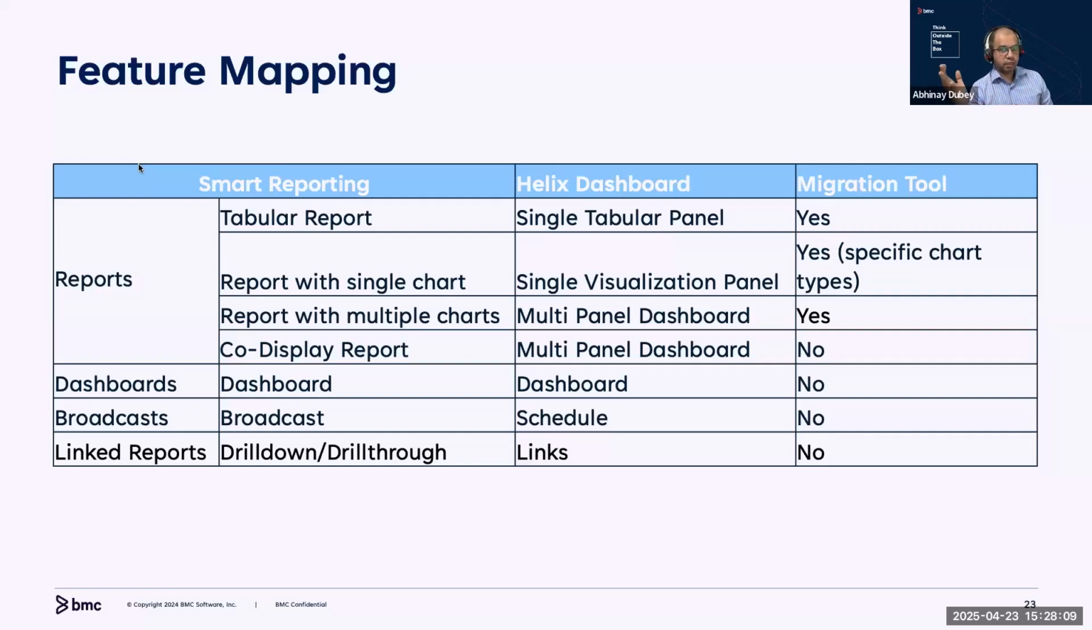Now you will also notice some of these are supported by the migration tool and some of them are not. And that essentially comes down to the fact that the two platforms are completely different technology. The smart reporting, which was based on Yellowfin, versus Helix Dashboard, which is based on Grafana. They are different technology. They are focused on different types of use cases. So certain things may not have the exact parallel on the other side and may not be possible to automate the migration.